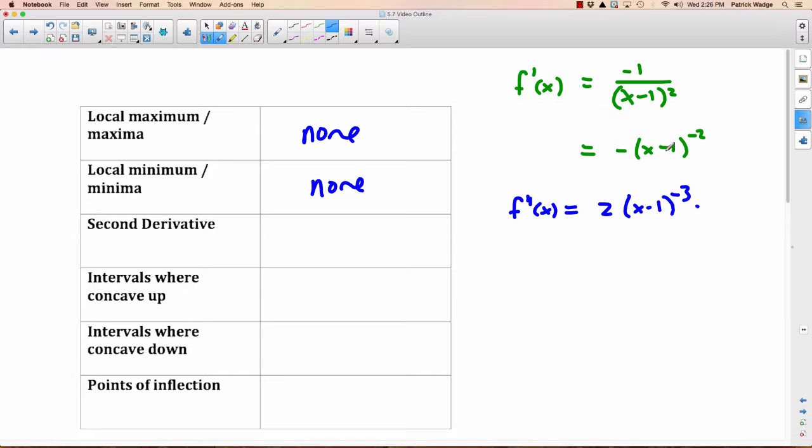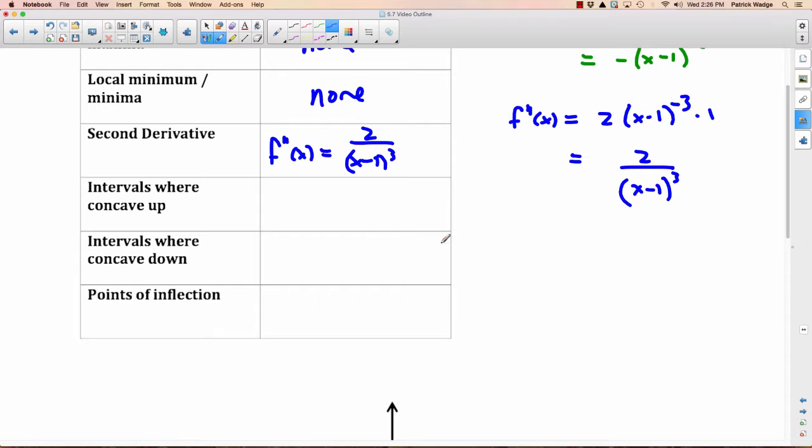But the derivative of the inside here is just 1. You don't even really need to put it. So if I simplify this, I'm left with 2 on the top. This is a flipping negative, so x minus 1 goes down to the bottom. It's no longer -3, it's +3. This is your second derivative. So f double prime of x equals 2 over x minus 1 all cubed.